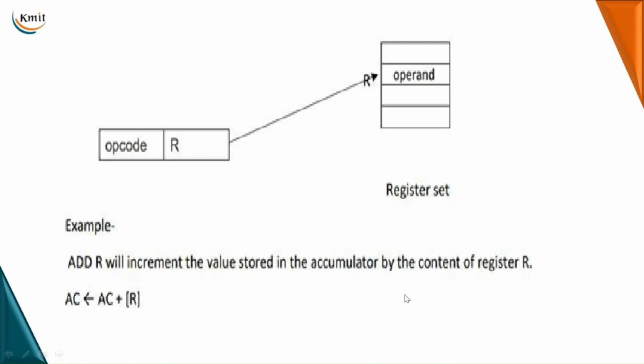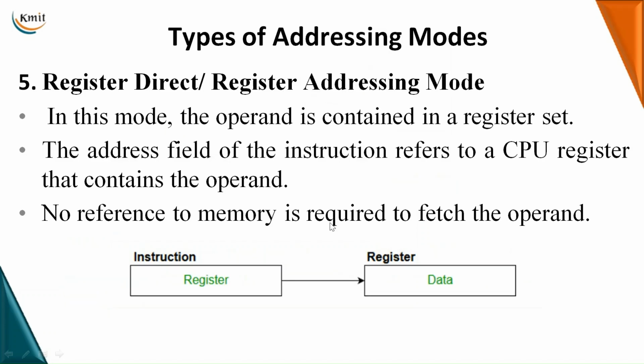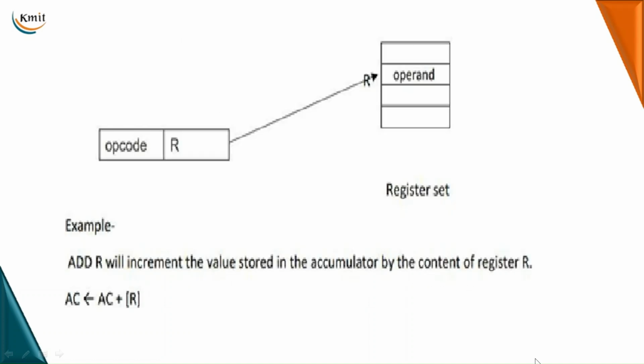Let us see an example. The instruction has an opcode and an address part. The address part specifies a register value. R is the name of my register. This is the register set which contains a set of registers: R, R1, R2, R3. If you access this particular register R in the register set, your operand value will be stored there. So you can access this operand and execute the instruction. This is called register direct addressing mode. Directly within the register, you can get your operand.